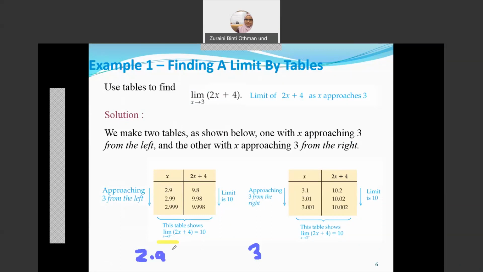Okey, lepas tu semakin hampir dengan 3 dia semakin besar lah kan, 2.99 dan 2.999. Sorry, tak cukup. Okey, dekat sini. Okey, nampak tak kat nilai ni? Maksudnya dia semakin hampir dengan 3. So kita tengok value of fx dia bagi kat sini ialah 9.89998.